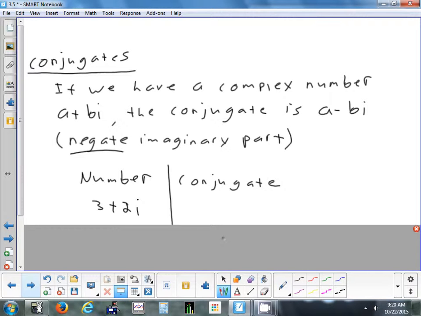All right, so let's just practice, make sure we can look at a number and tell me the conjugate. 3 plus 2i. 3 minus 2i.